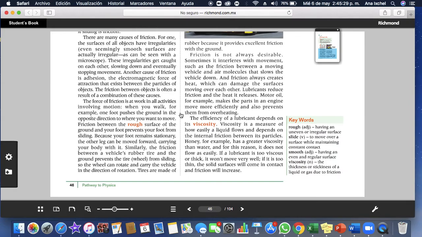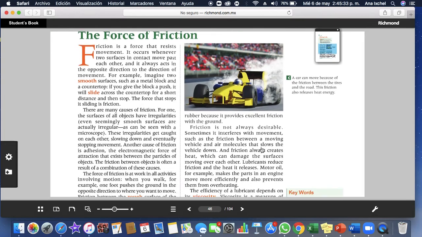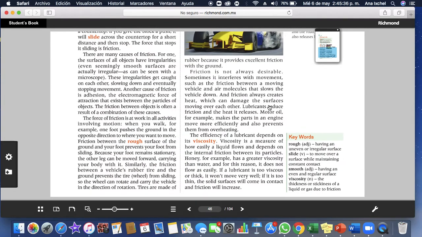Tires are made of rubber because it provides excellent friction with the ground. Friction is not always desirable, and sometimes it interferes with movement, such as the friction between a moving vehicle and air molecules that slows the vehicle down. Friction also always creates heat, which can damage the surfaces moving over each other.